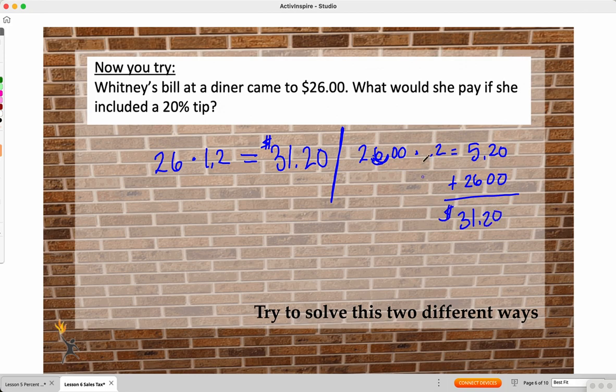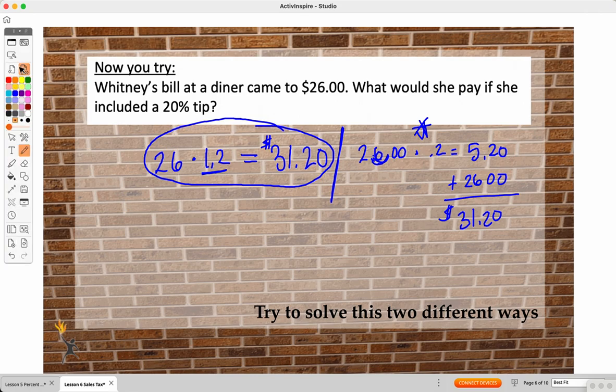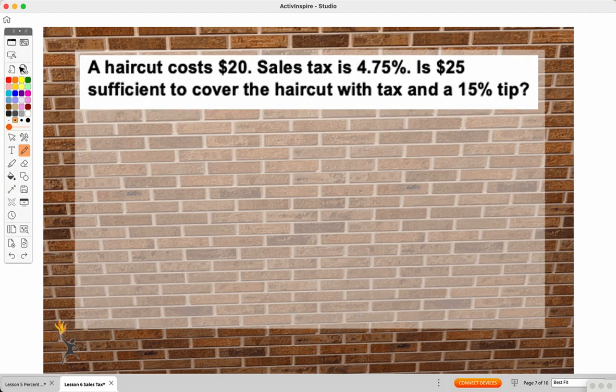It just seems like more work to do it this way when it seems simpler to go ahead and do this way, because I can add these two together much quicker than worrying about adding $5.20 after the fact. It just seems to save me one step. All right, now let's take a look. What if I have another question similar? What if I want to know if I can pay for it?